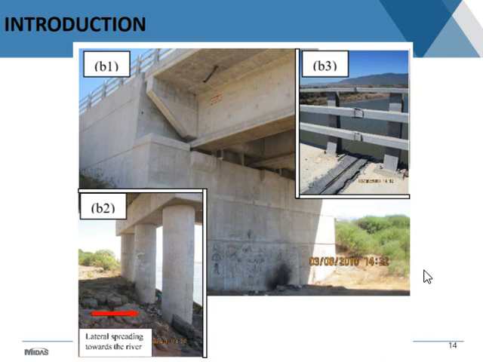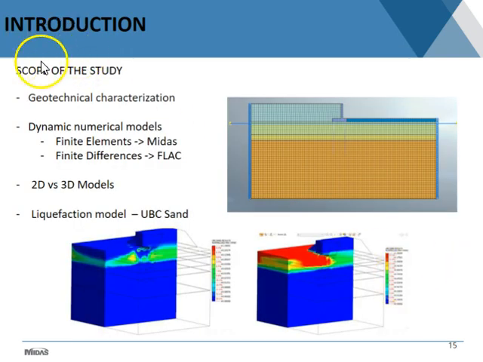Try to see if we can understand a little bit better what happened in this case and why this system worked more or less okay. Now, the scope of the study, I mean, we had different steps and different things to do here. First we had to do some geotechnical characterization, mainly using the information coming from the borings. Then we developed numerical models, I mean dynamic ones, using finite elements.